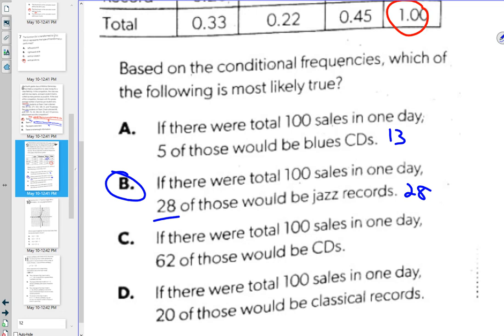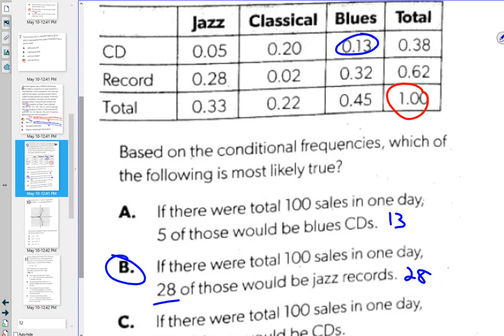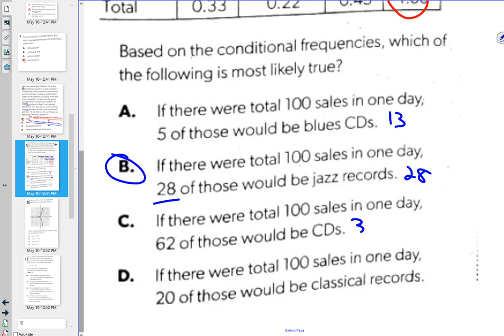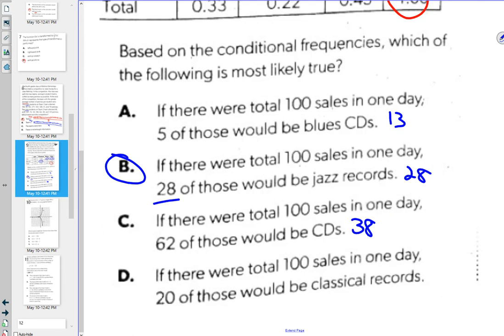If there were a total of 100 sales in one day, 62 would be CDs. So let's see, now if we look at the total CDs, CDs would be 38. Can't be that. And then if there were 100 sales in one day, 20 would be classical records. So records, classical, no, that's not 20. That counts as 2. So yeah, the one it had to be was B.